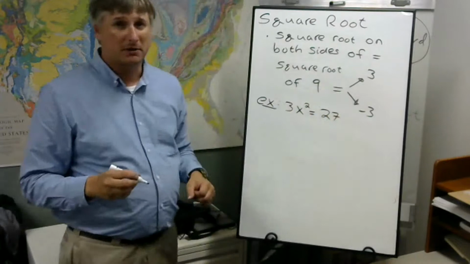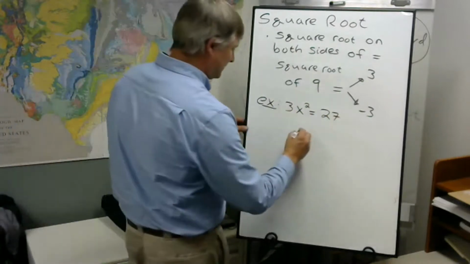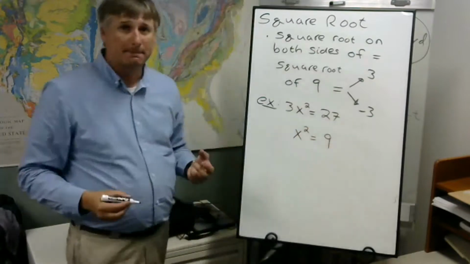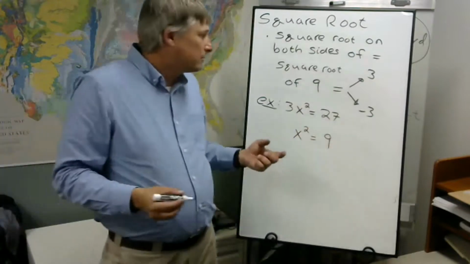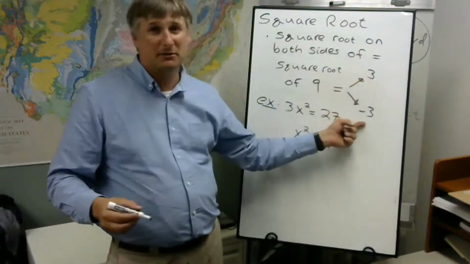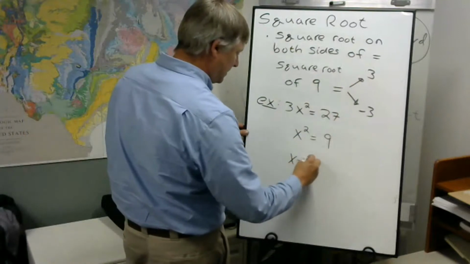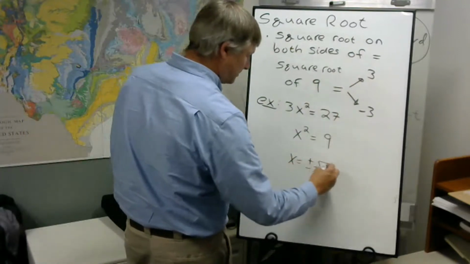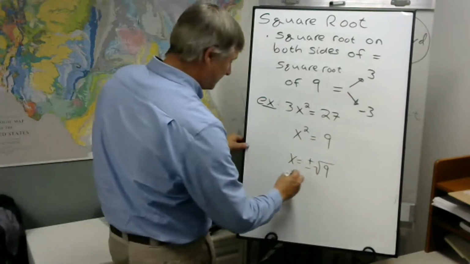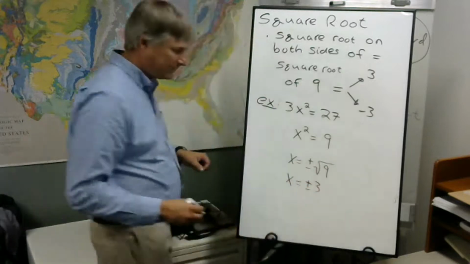Three x squared equals 27. First, let's divide both sides by 3. And we get x squared is equal to 9. Now, when we take the square root, we're going to look for the positive version and the negative version. So what we'll say is x is equal to the positive or negative version of the square root of 9. Or x is plus or minus 3.